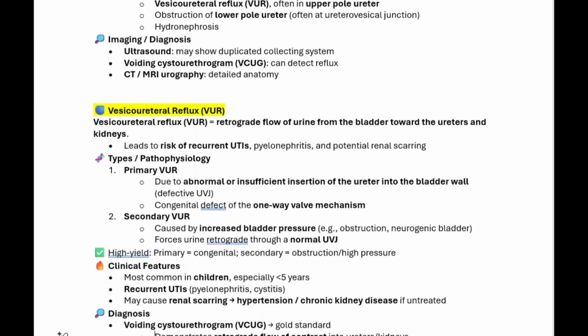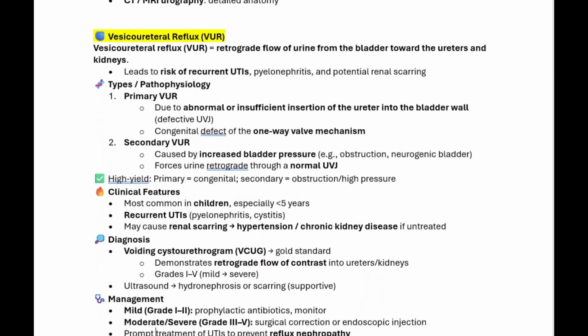And then moving on to the next pathology, which is vesicoureteral reflux. And this one is really high yield for the exam, guys. Vesicoureteral reflux. From the name, vesico refers to the bladder, and ureteral to the ureter. So that means there's a reflux of urine from the bladder into the ureter. So this is a retrograde flow of urine from the bladder towards the ureter and the kidney.